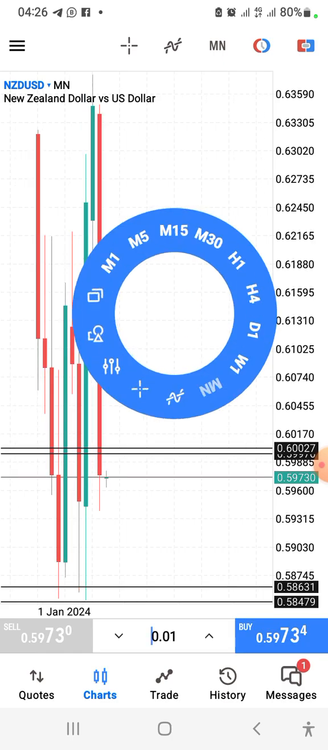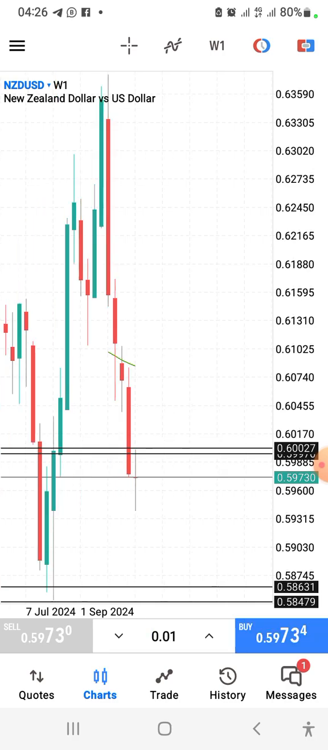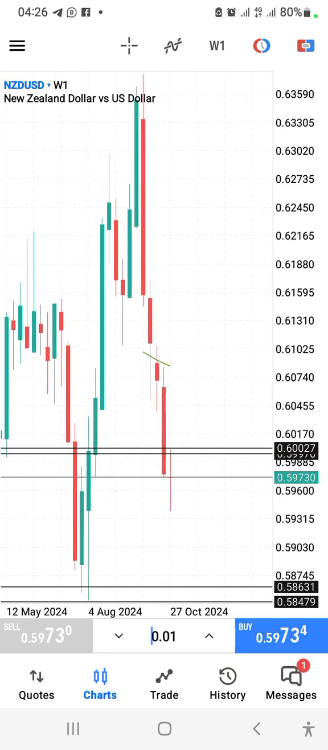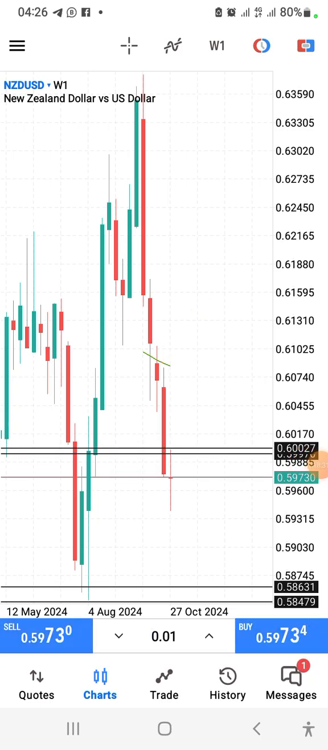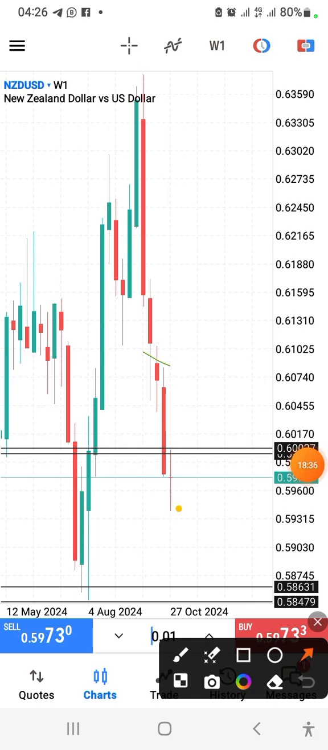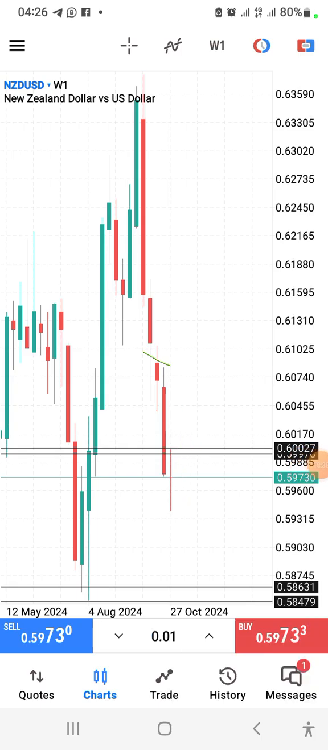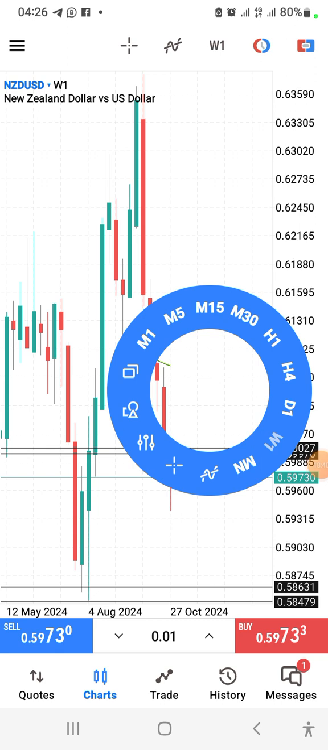So let's check the weekly. The weekly is telling us we have to do what? We have to sell, giving us the signal of sell. Now, if you have to follow the weekly, you will do what? Allow the market to come up closer to the moving average before you think of taking that signal.